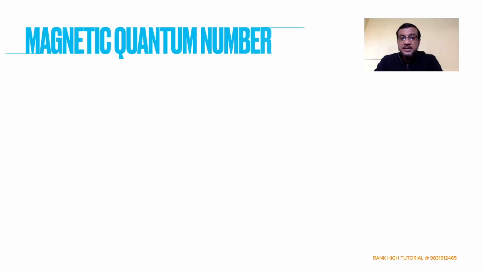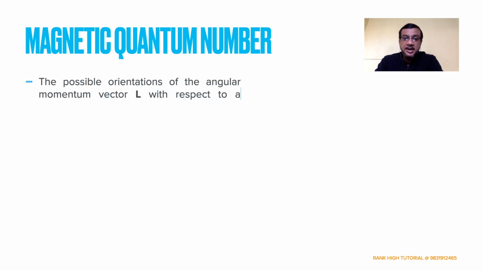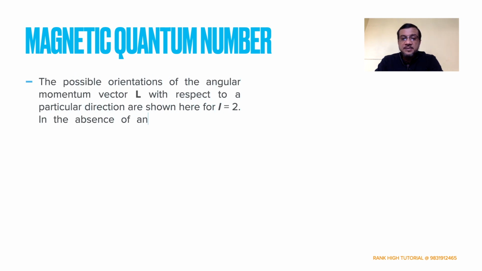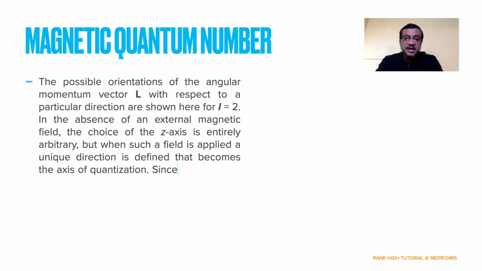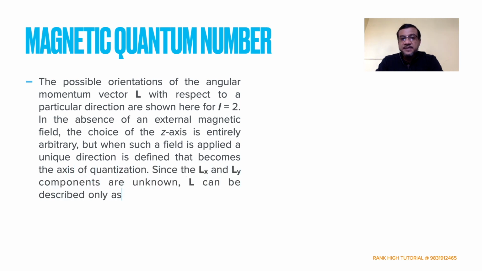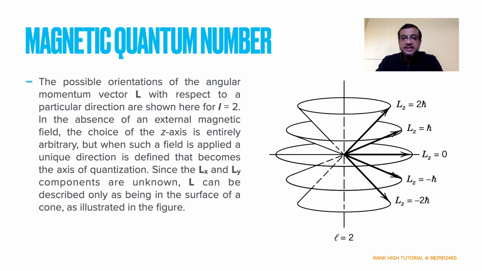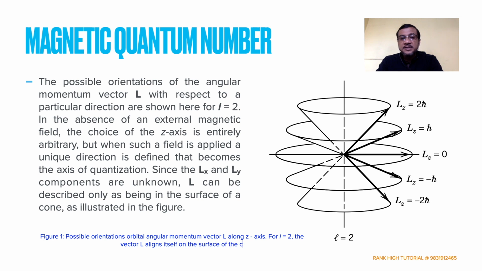The possible orientations of the angular momentum vector capital L with respect to a particular direction are shown here for azimuthal quantum number 2. In the absence of an external magnetic field, the choice of the z-axis is entirely arbitrary. But when such a field is applied, a unique direction is defined that becomes the axis of quantization. Since the Lx and Ly components are unknown, L can be described only as being in the surface of a cone, as illustrated in the figure.